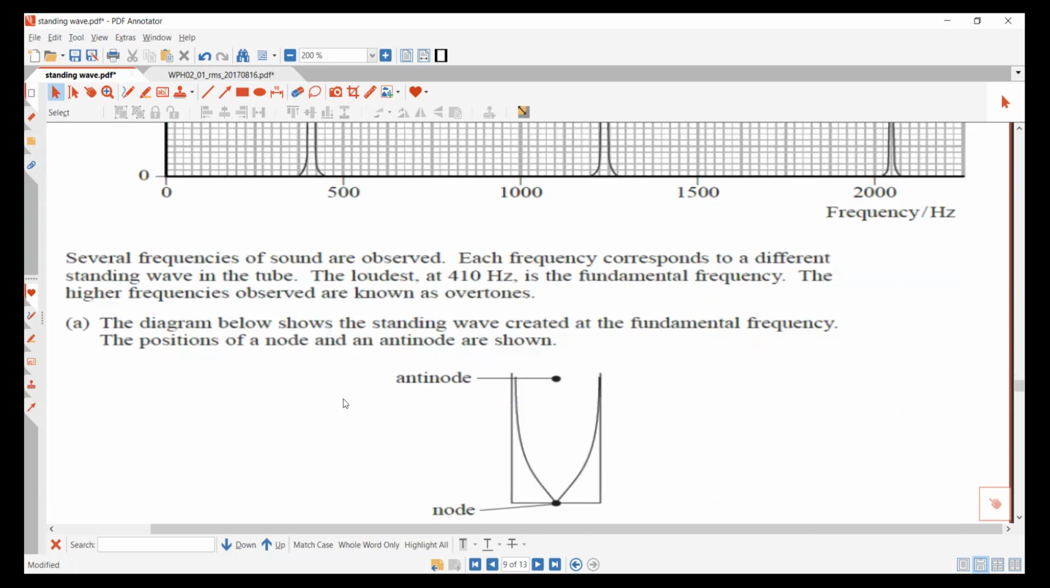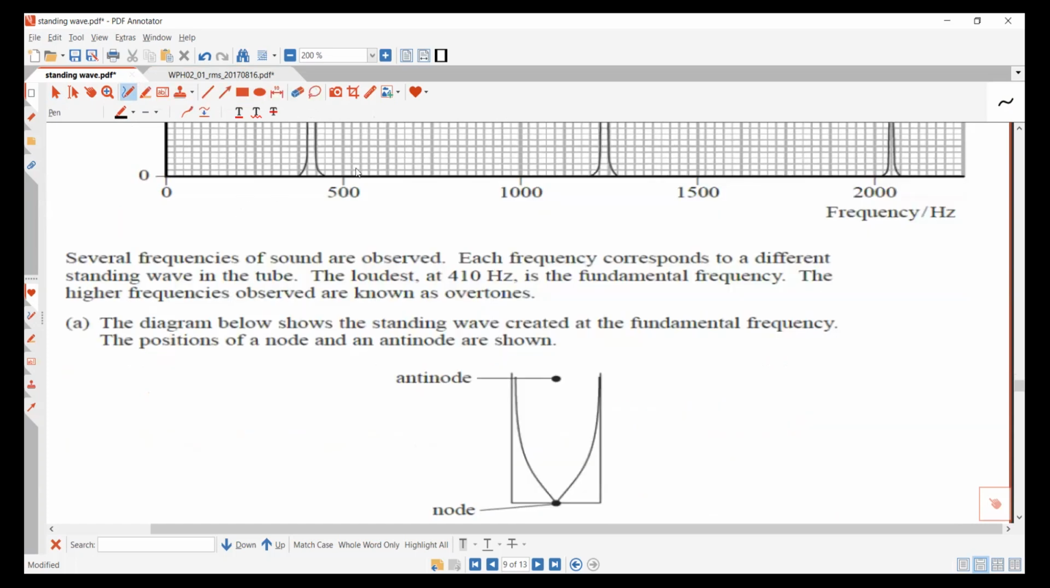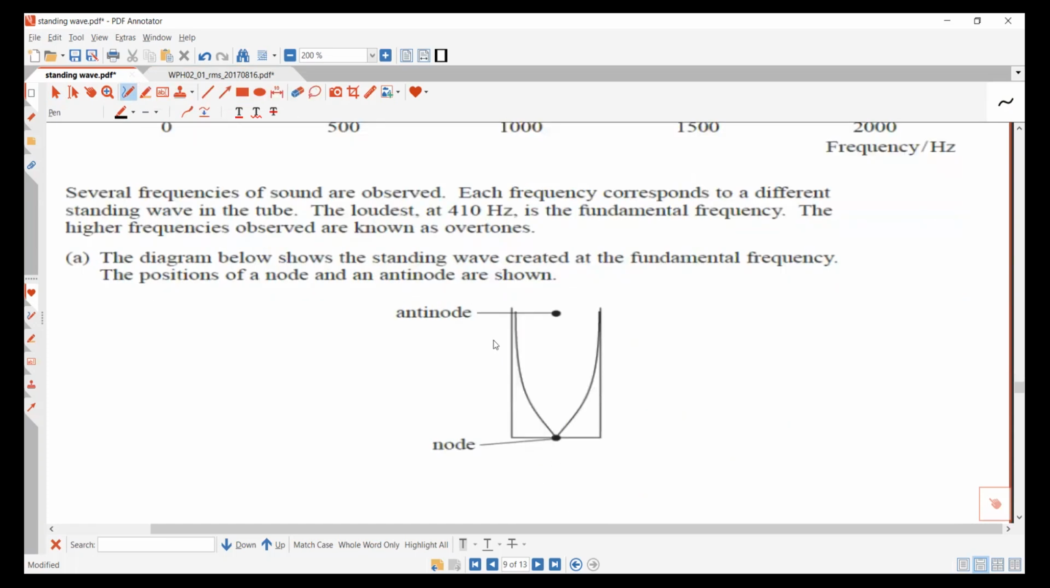Okay, now. Several frequencies of the sound are observed. Each frequency corresponds to a different standing wave. The loudest is 410 hertz. So this is 410 for us, most probably. Okay, they gave it to us, 410 hertz. Alright. Now remember, isn't L equal to lambda by 4 over here? Okay, let's see. Now this is the diagram of nodes and antinode. Why is there always an antinode at the open end of a tube? We know that, right? Open.